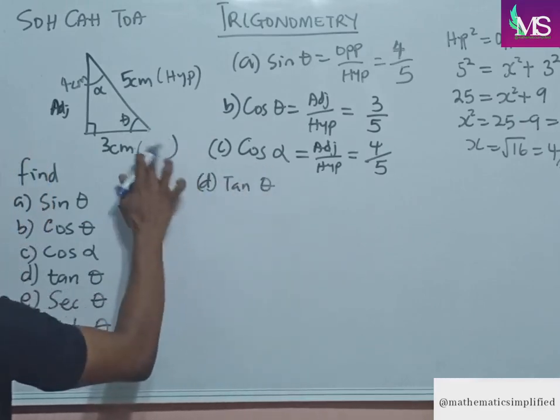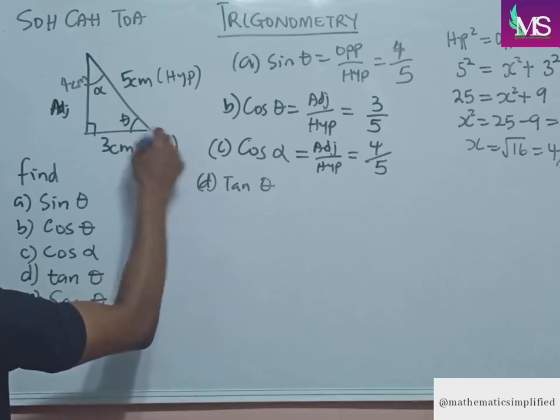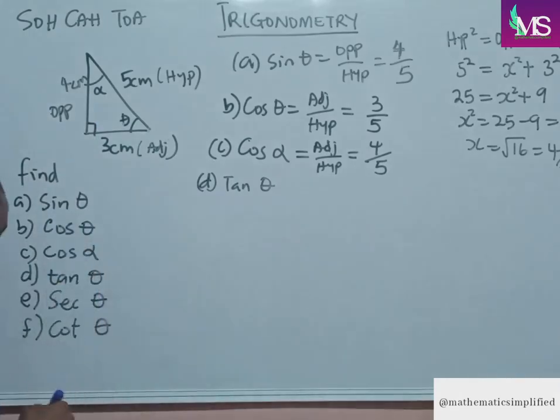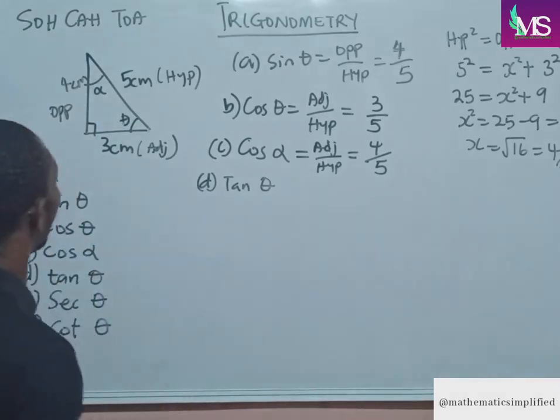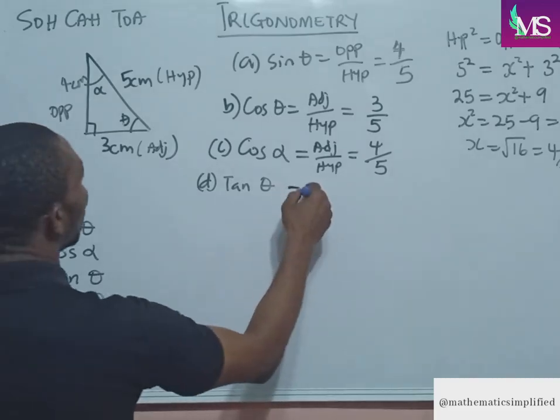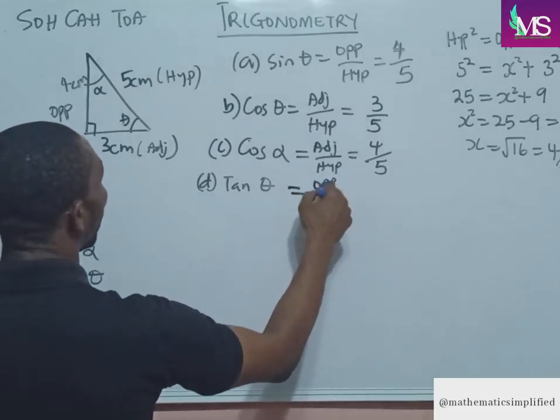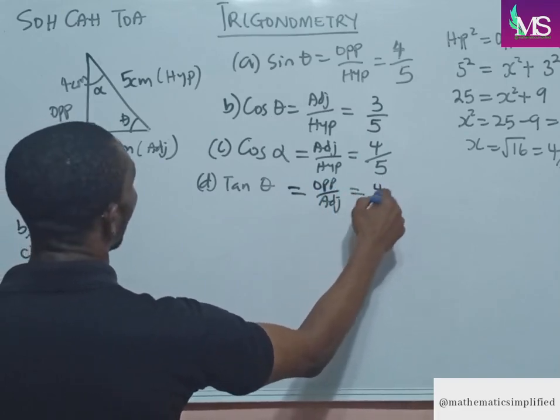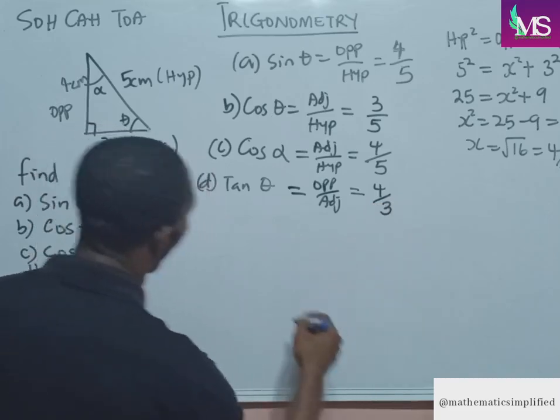So considering theta, here will be our adjacent and here will be our opposite. Now tan theta will give us opposite over adjacent, which is opposite is 4, adjacent is 3.